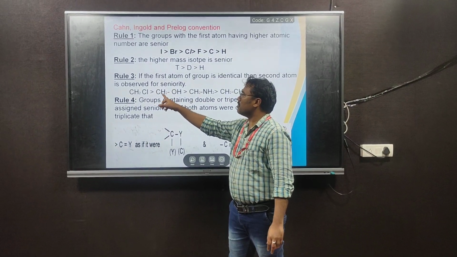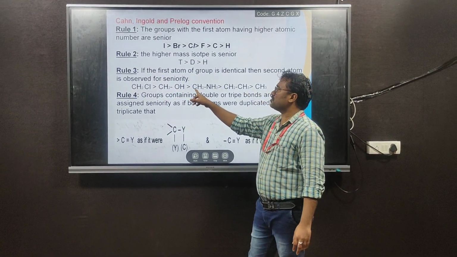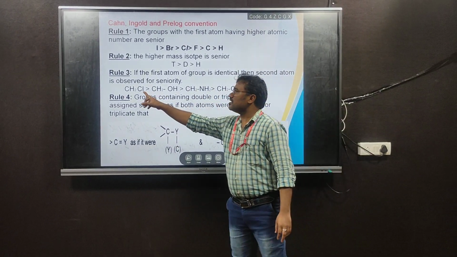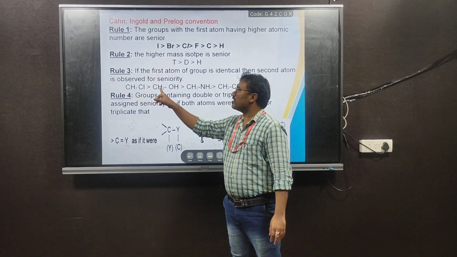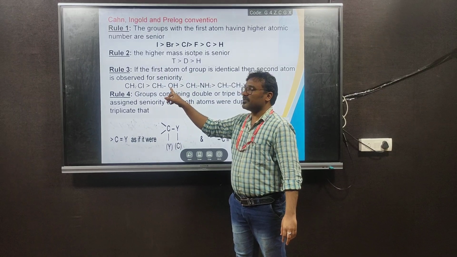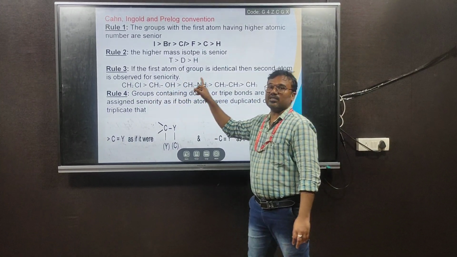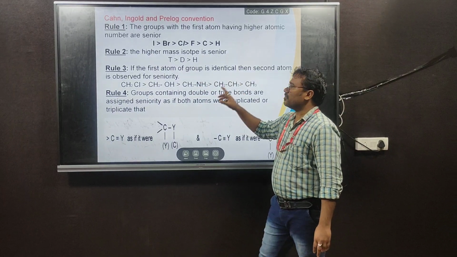Here next to the carbon is oxygen. Here next to the carbon is nitrogen. Here next to the carbon is carbon. So you see chlorine's atomic number is more when compared to oxygen. So oxygen's atomic number is more when compared to nitrogen. Like this, we have to give the priority of the molecule.